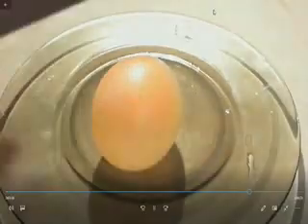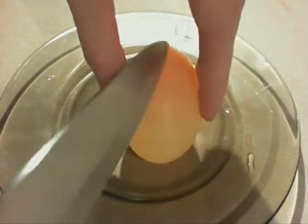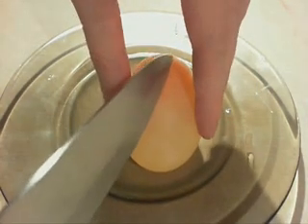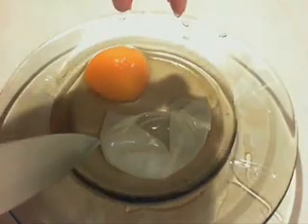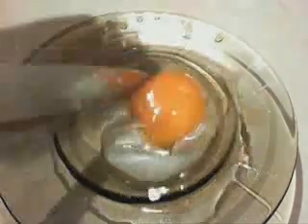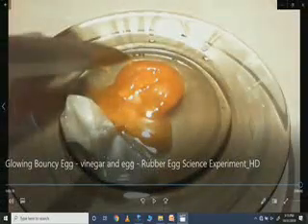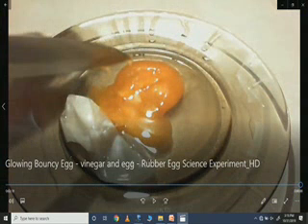I think there is some error in the video. Okay, now let's cut it. Nothing has changed inside. See, it's just like a normal egg. So this is the egg's shell membrane that I am talking about. Everybody should see this by themselves.